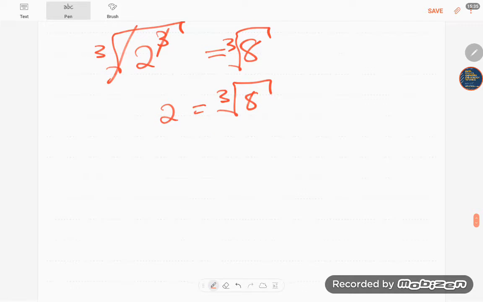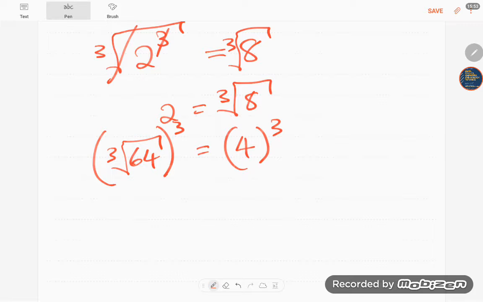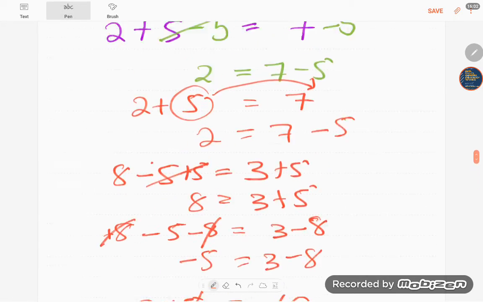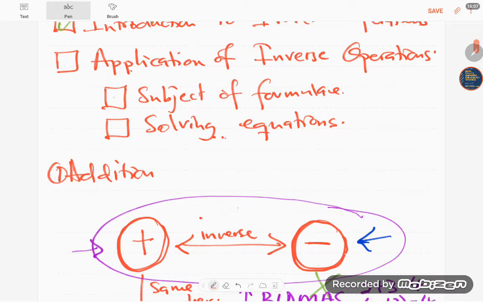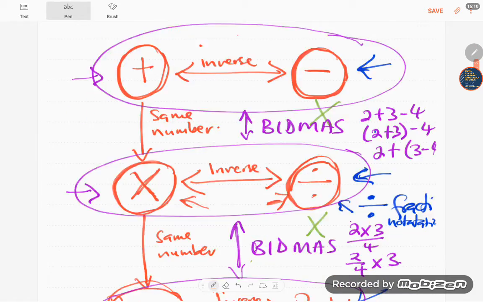Same thing. If I have, for example, the cube root of 64 being equal to say 4, to remove a root, I will need to raise it to the power itself. So that will cancel off the cube root. That gives 64 is equal to 4 to the power 3. So that's how you do some of these operations. So that's our application of the inverse operations.